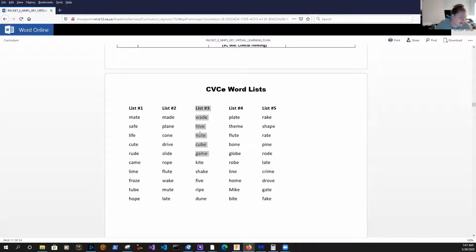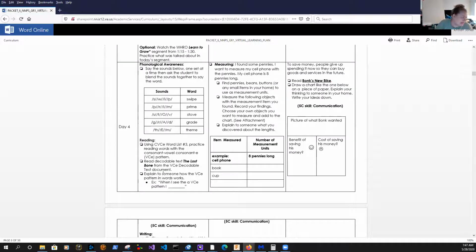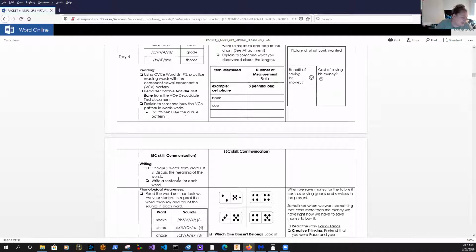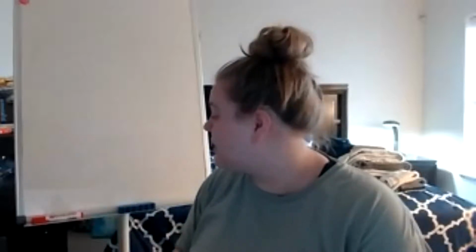Well, today, you are using words from list 3, the ones that you read earlier. You are picking, I think it said 5 words. Yes, choose 5 words from list 3. Discuss the meaning of the words and write a sentence for each word. So that means you're going to pick 5 of those words and write a sentence with each word in it.